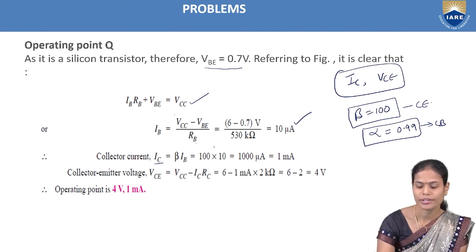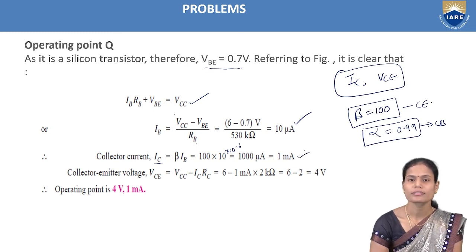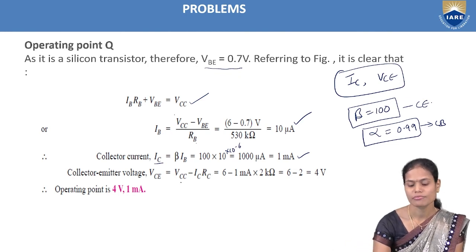So here beta is 100 and IB is 10 into 10 power minus 6. So we will get 1000 microamperes, that is 1 milliampere. Similarly, we have to find the collector to emitter voltage VCE. That we can get from the first equation, that is VCC minus ICRC. VCC is 6, minus IC value 1 milliamp into RC value 2 kilo ohms. So we will get 4 volts.